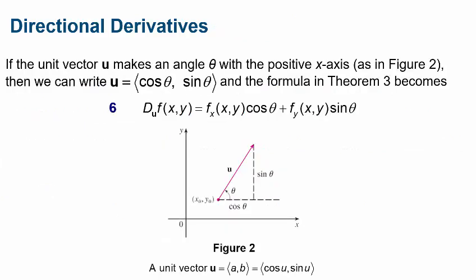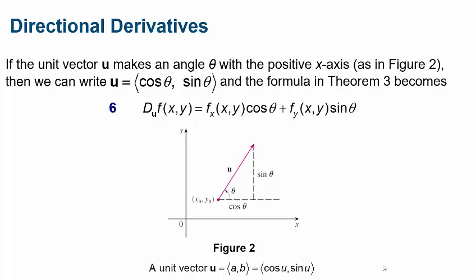So that's it. As you can see, a lot of this is just following the formula. As a corollary of this, if the unit vector u makes an angle theta to the positive x-axis, then we can write u as cosine theta, comma, sine theta, and we can change the formula a little bit: the directional derivative of f of x, y in the direction of u is the partial derivative with respect to x times cosine theta plus the partial derivative with respect to y times sine theta.